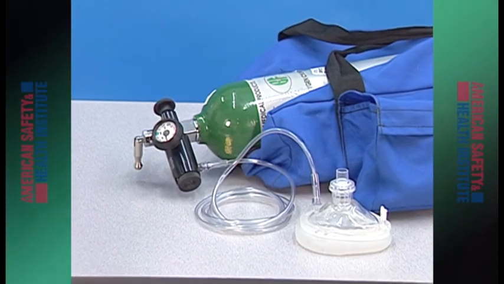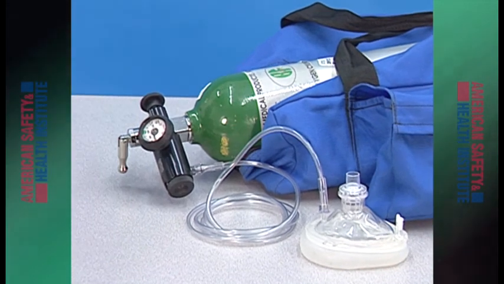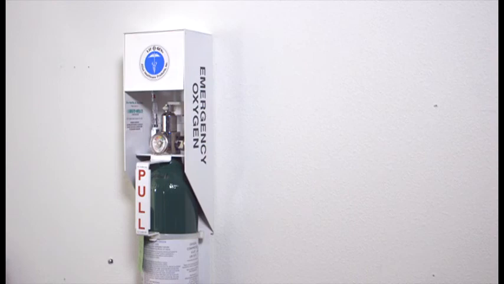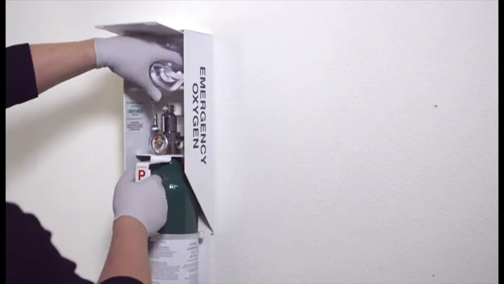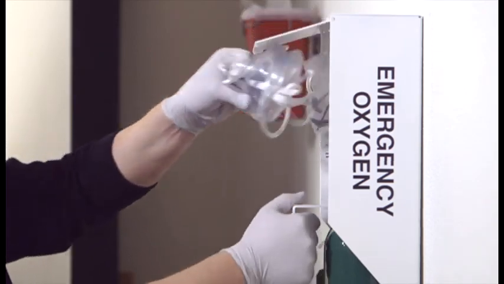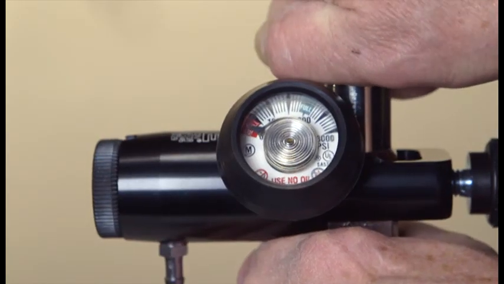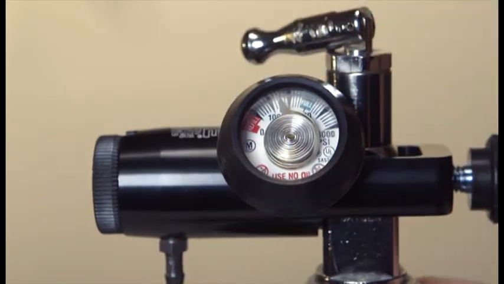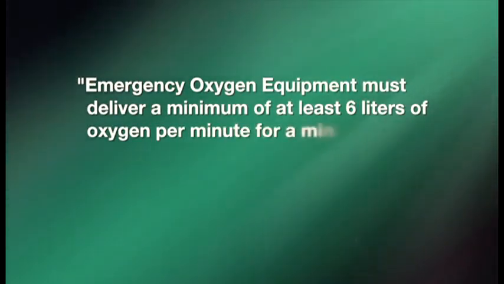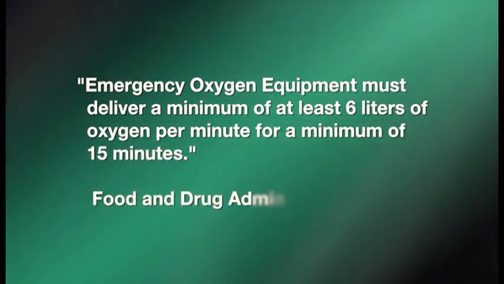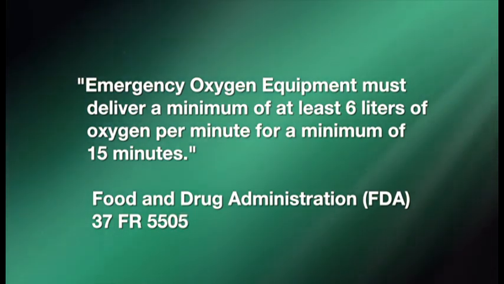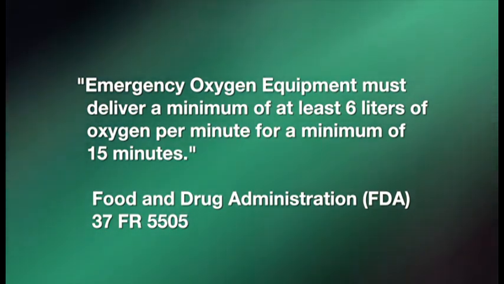An oxygen delivery system is a complete unit capable of providing emergency oxygen to a patient. There are many different types of oxygen delivery systems for use in an emergency. Although design variations exist, all of the systems operate in the same general manner. In the United States, the Food and Drug Administration, or FDA, requires that emergency oxygen systems deliver a minimum of at least 6 liters of oxygen per minute for at least 15 minutes.